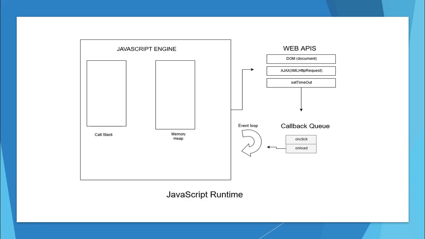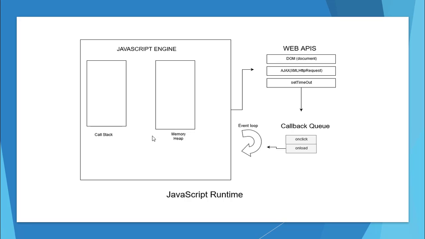So when the web API call got executed, it will move that particular code into a callback queue, and the event loop is going to see whether our call stack is empty or not. When the call stack gets emptied, the callback queue's code goes into the call stack and it is going to run that particular code again.